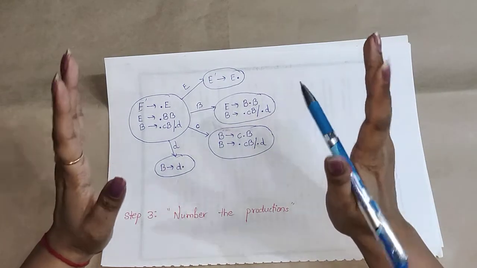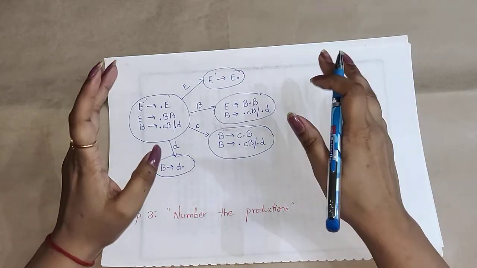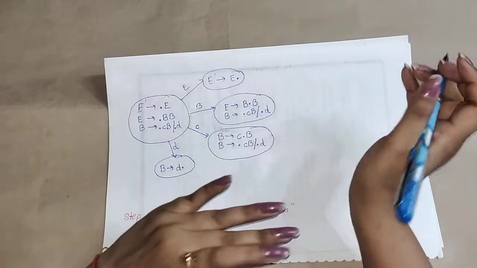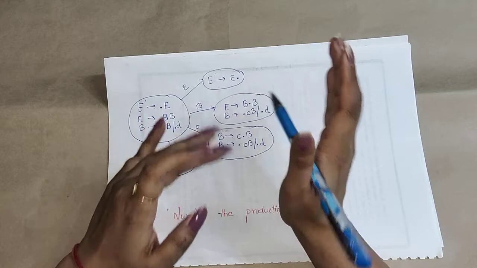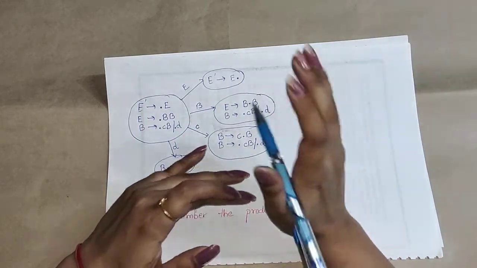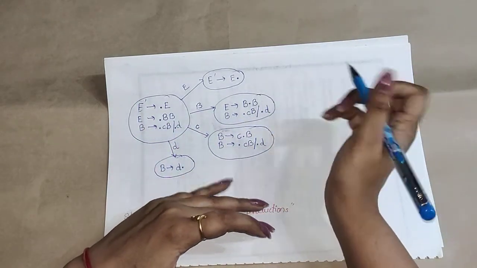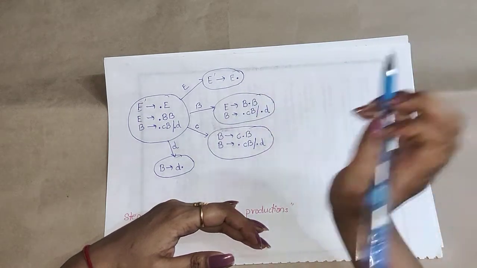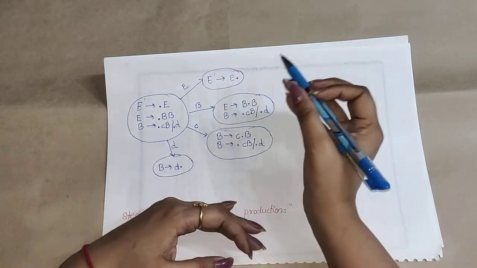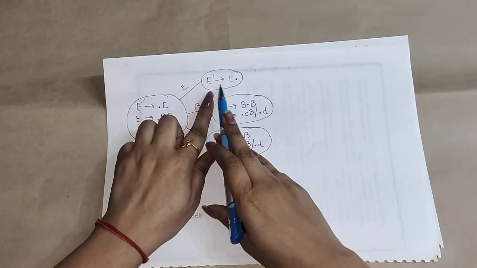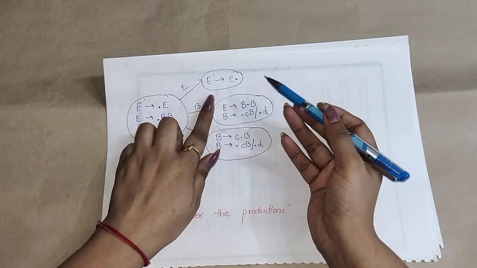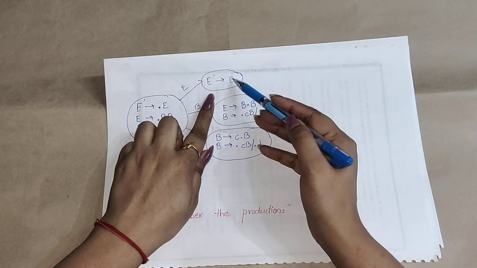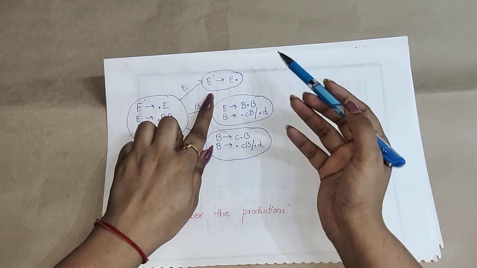Our main aim is to get all the LR0 items in this form. It means on the right-hand side of the dot, in any state, there should not be any non-terminal symbol. We have to shift this dot towards the rightmost side. Clear? Now let's talk about this state, E dash to E dot. This is already a canonical collection of LR0 items. This is an LR0 item, so no need to perform further changes.